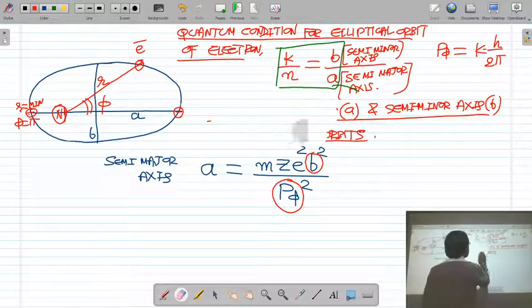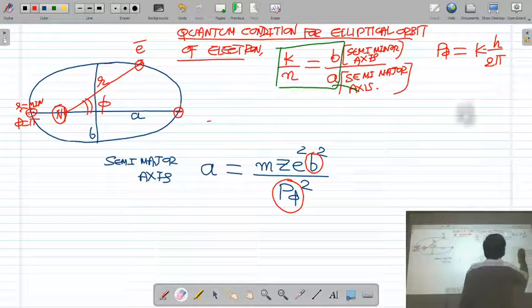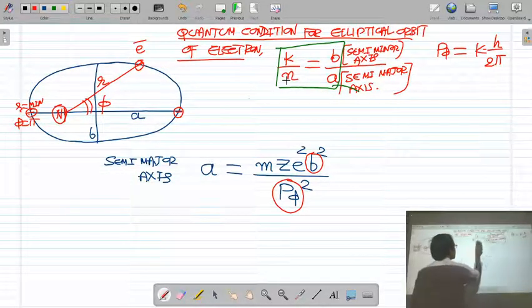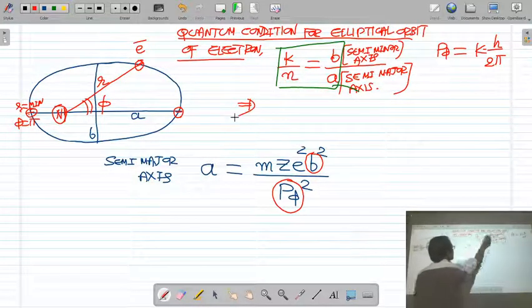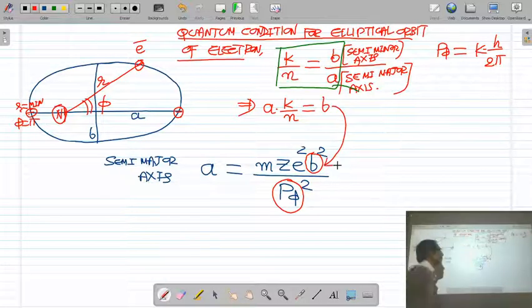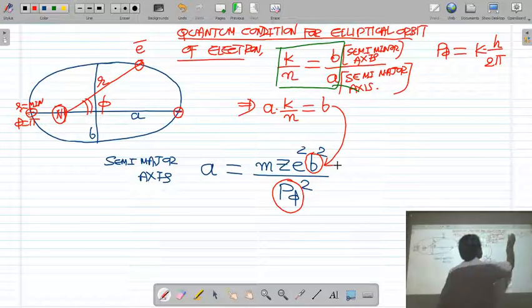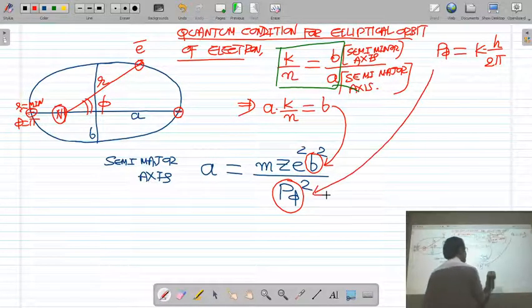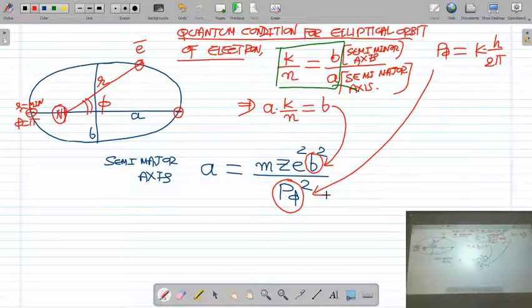Now, what is the quantum condition? The quantum condition you know very well. The quantum condition for the elliptical orbit is k upon n is equal to b upon a. So from this equation, the value of b comes, a into k upon n. This value of b I put here, and the value of angular momentum p phi is equal to kh upon 2 pi. I put here, I will get the exact expression for the semi-major axis of the ellipse.